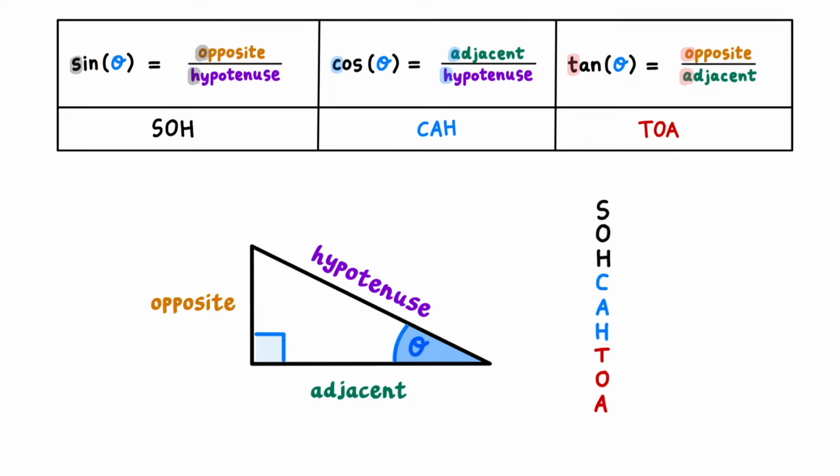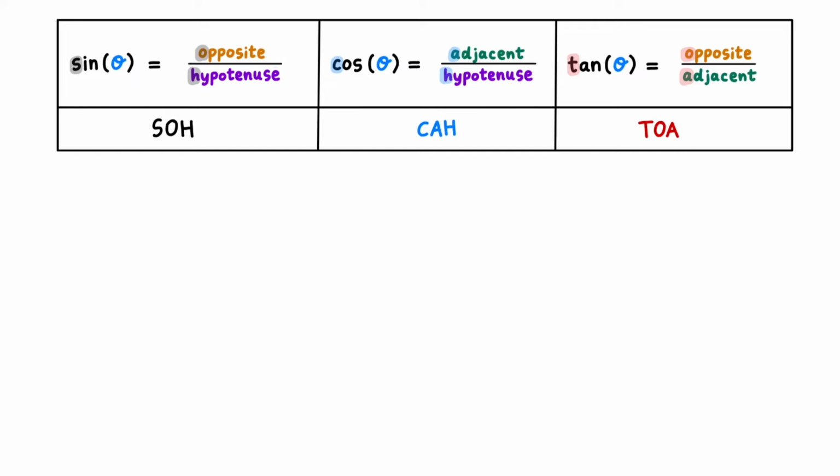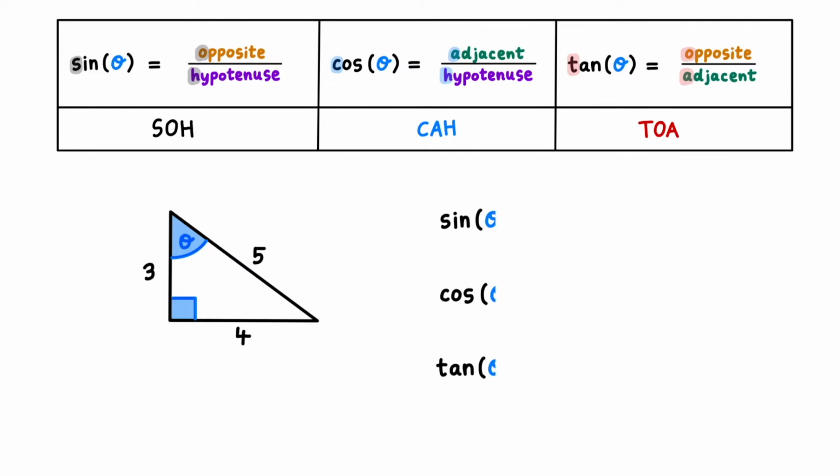If you can remember this word, it will help you recall the definitions for sine, cos, and tan. Some people like to turn the word into a sentence, and there's many ways to do this. My personal favourite is, silly old Harry chased a horse through our attic. Now, let's see some examples of SOHCAHTOA in action.